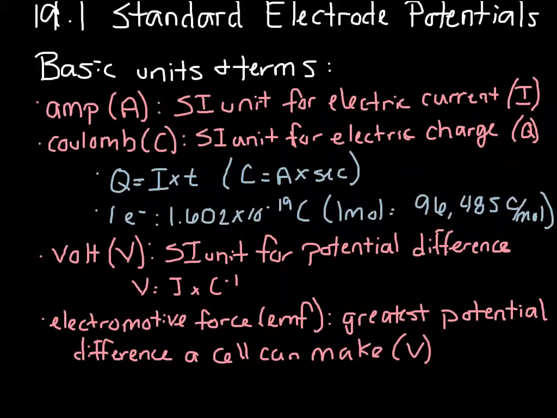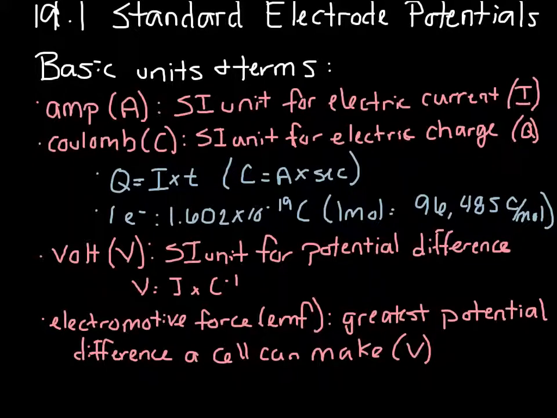19.1 is about the standard electrode potentials, looking more at what's happening in voltaic cells and the actual amount of voltage that can occur due to redox reactions. This will be a long lecture, so pause as needed or fast forward.